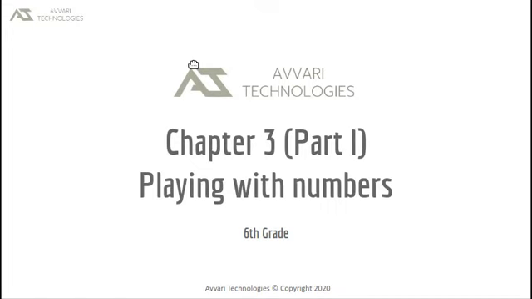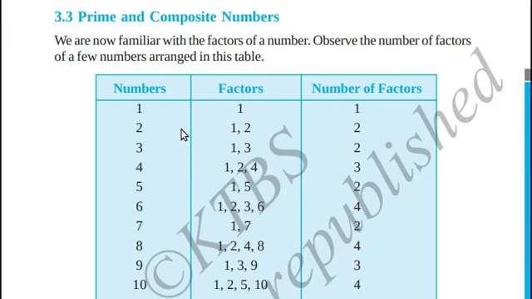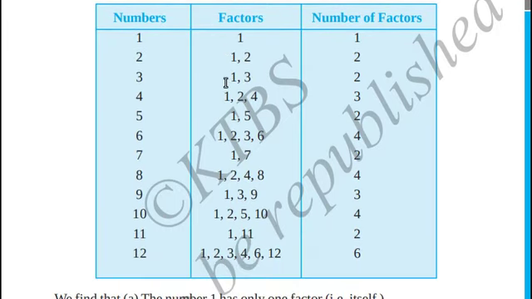This is a continuation of the previous lecture. In this presentation, we will study about prime numbers and composite numbers. Now let us observe this table. In this table we can observe there are numbers from 1 to 12, corresponding factors and number of factors.